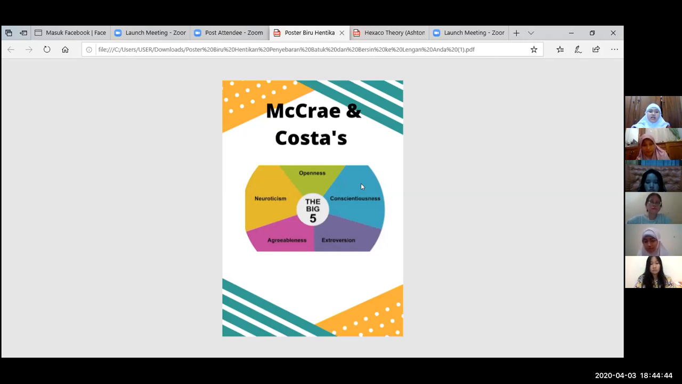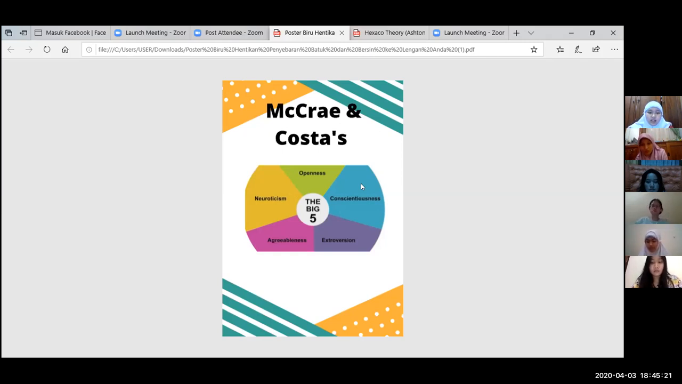And the third is extraversion. This is the way kita kayak berinteraksi dengan orang lain gitu. You have tolerance with people, you have patience with people, pokoknya kayak gimana kalian itu bersosialisasi dengan orang lain kayak gitu.